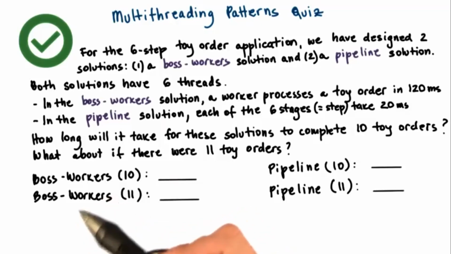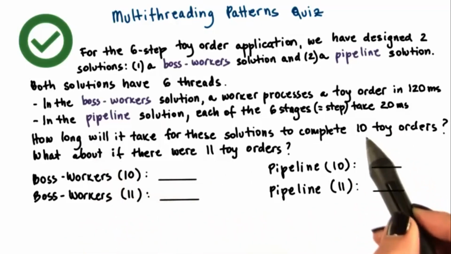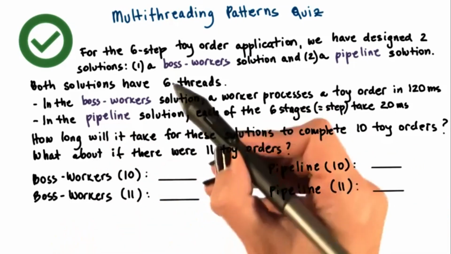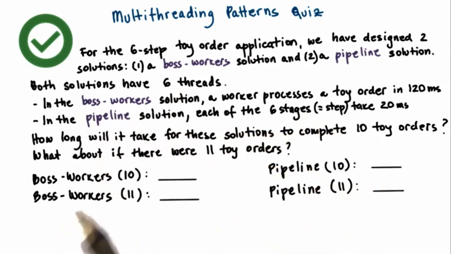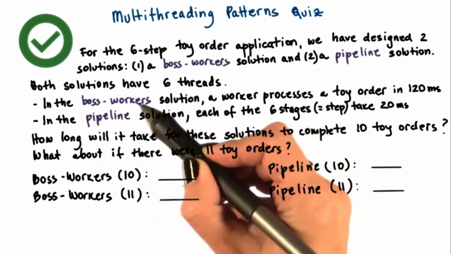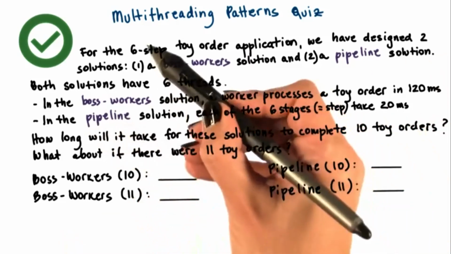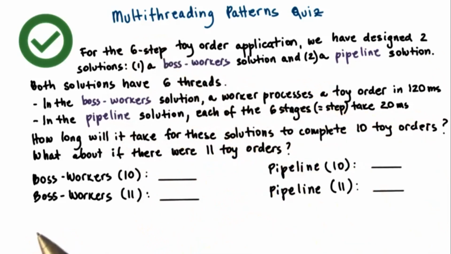Okay, let's take a look at what's happening in the system. In the first case, we have 10 toy orders. Both solutions have 6 threads each. For the boss workers case, that means that one of the threads will be the boss, and then the remaining 5 threads will be the workers. For the pipeline model, each of the 6 threads will perform one stage, one step in the toy order application.